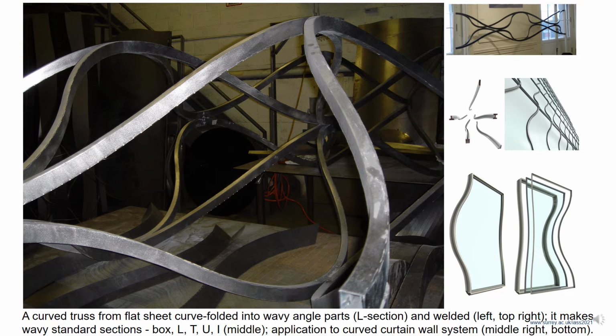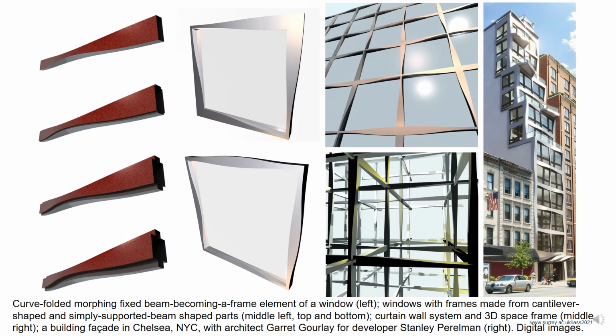The wavy angle system we saw earlier can be repeated to make wavy versions of standard alphabet sections. The truss on left has a rectangular box section made by joining 2 L's to make a rectangle. Similarly, 3 L's make an L-shaped section, 4 Ls make a T section or a U section, 6 Ls make an I section. These lead naturally to curtain wall systems and window frames.